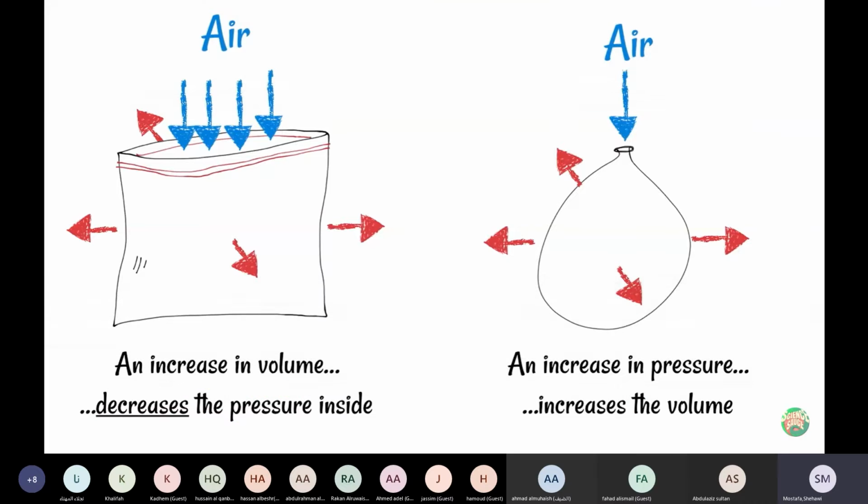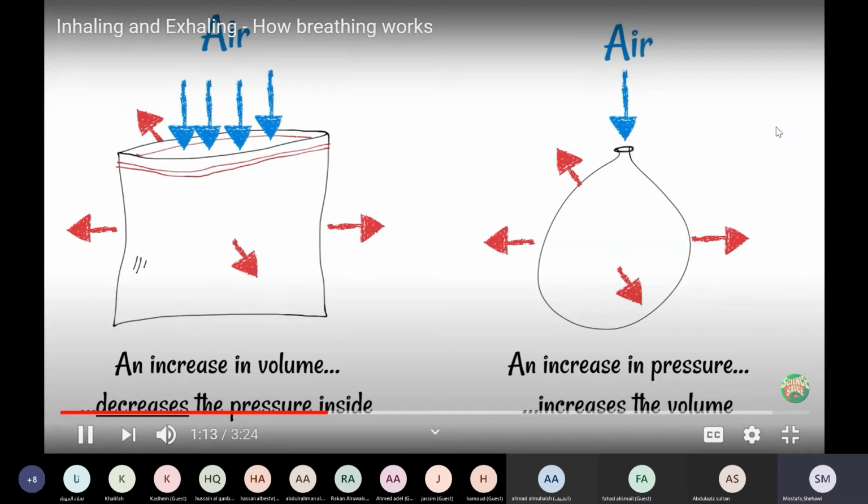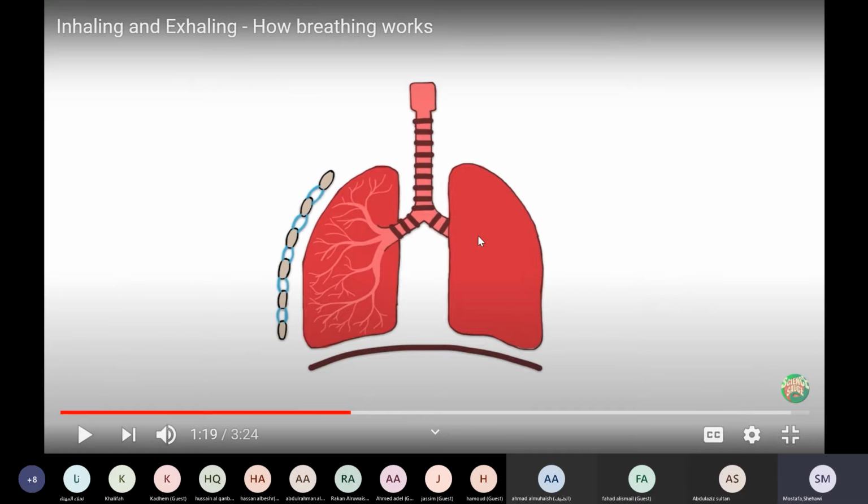Your lungs behave the same as the food bag example: we are forcing it into a bigger shape, and that forces the air to enter. What happens in the lungs is that you increase the chest cavity size, you increase the volume, by moving the diaphragm. The diaphragm moves downward, and your ribs move outward.